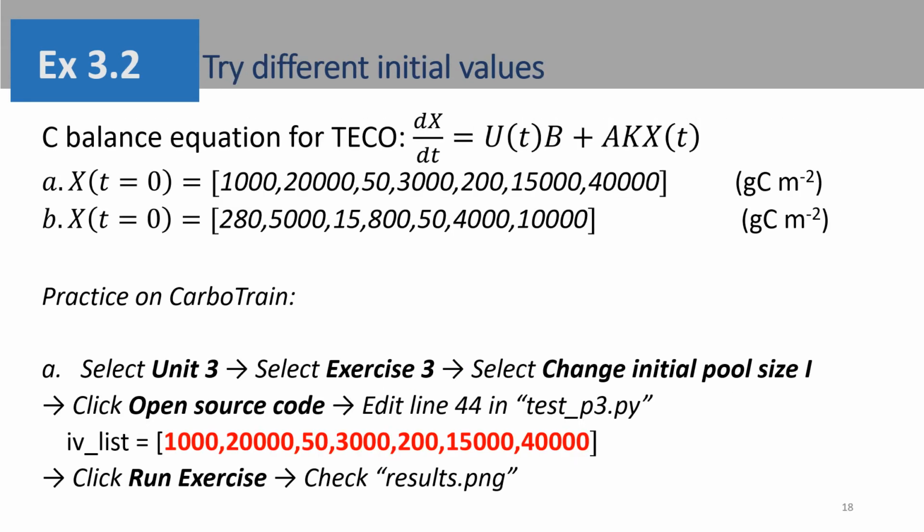This is the second task in exercise 3. Let's try different initial values to see whether carbon storage will ultimately converge to the same carbon storage capacity. Change the default case to change initial pool size 1. By clicking Open Source Code, let's edit the source code on line 44. Replace the initial value with the number we provided in the slide. Then click Run Exercise and check results.